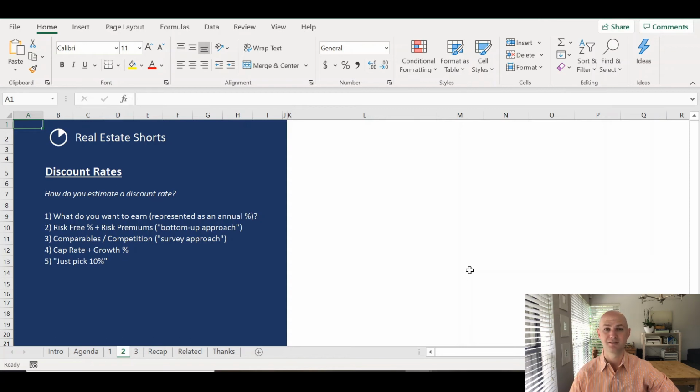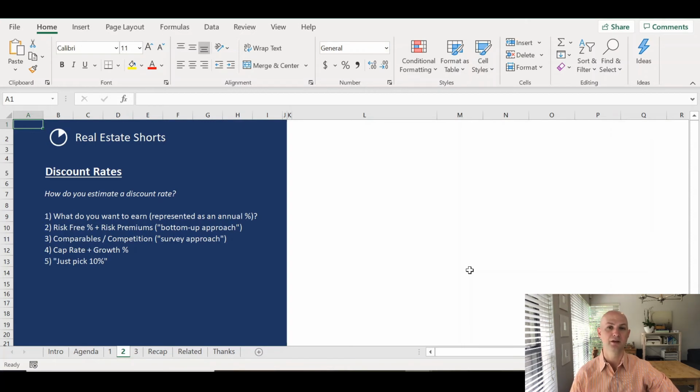The challenge with this is that no one is ever going to agree, and many people are going to have difficulty quantifying what those individual risk premiums should be. So even though I think it makes a lot of sense in a textbook, it's very difficult to apply.